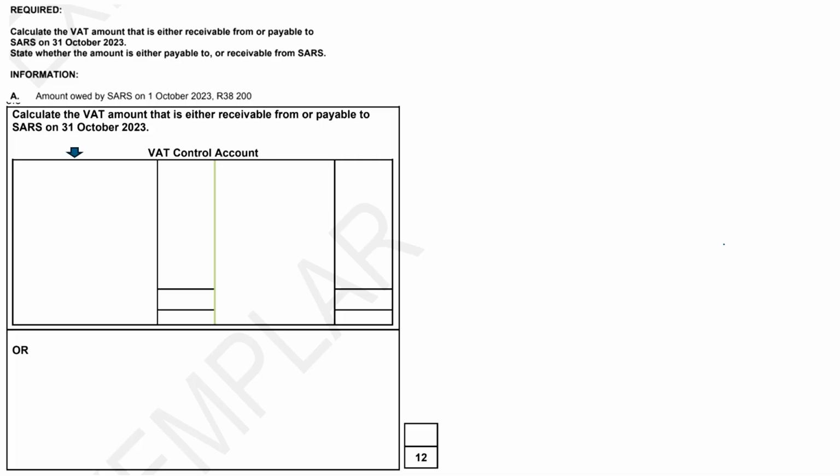Now, firstly, we need to know that this side of our VAT control account is called the input side. Then this side is called the output. Input and output. What this means is that when doing your VAT control account, you must follow the stock. You must know whether the stock is coming in or going out. If the stock is coming in, it's called input. If the stock is going out, it's called output. Basically, if we buy stock, the stock is coming in, so we call it input. If we sell stock, the stock is going out, we call it output.